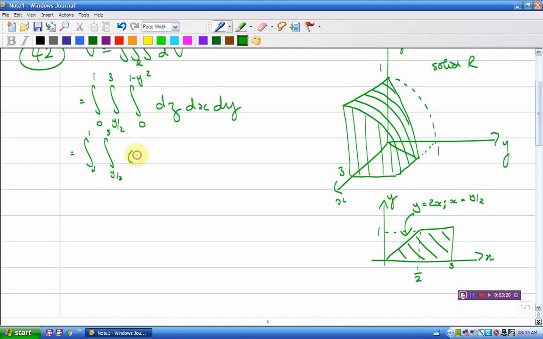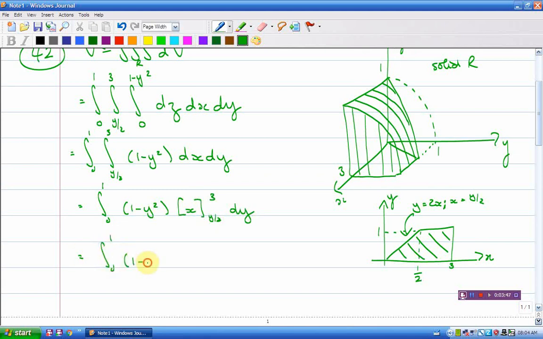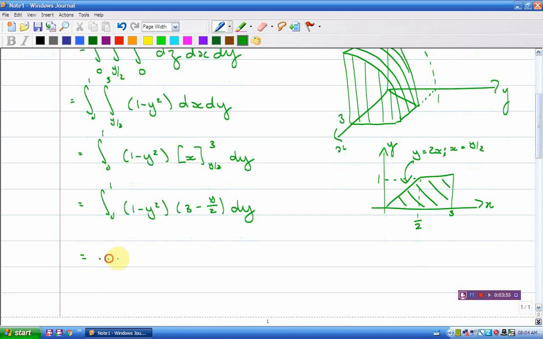So that will just be 1 minus y squared when I've done the z, because it will just be z. We'll do square brackets around and go from 0 to 1 minus y squared. And the 1 minus y squared just hangs around. And I have x evaluated from y over 2 to 3. So it will be 1 minus y squared times 3 minus y over 2. Multiply that out. Answer is 15 over 8.